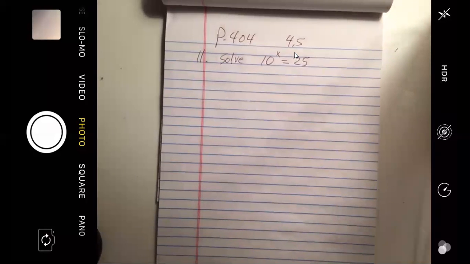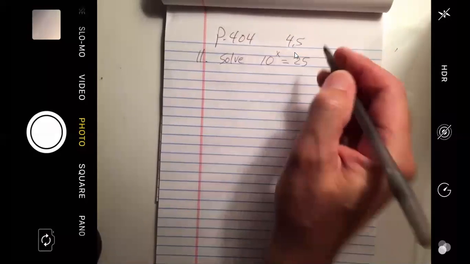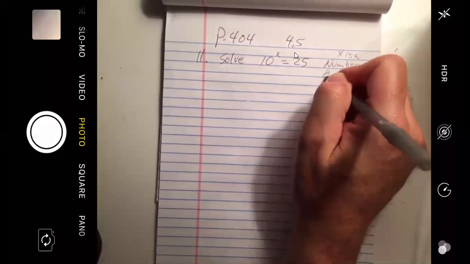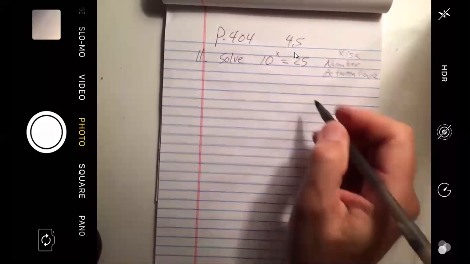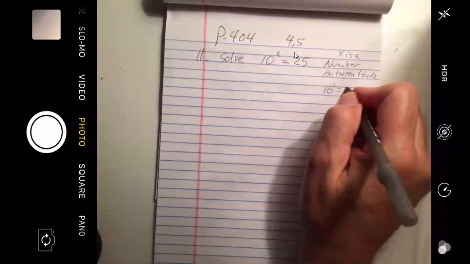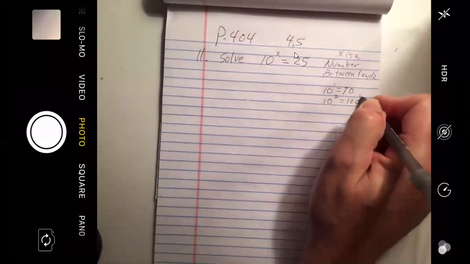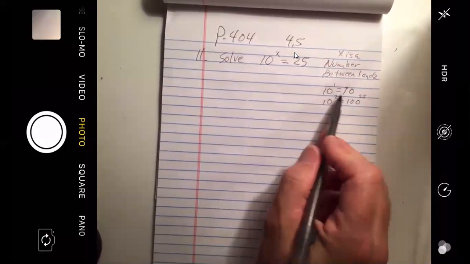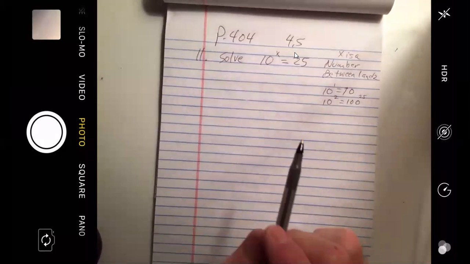Okay, so you're not going to do this in your head. There's no even power. 10 to 1 is 10, 10 squared is 100. So you can tell x is a number between 1 and 2. Because 10 to the 1 would give you 10, and 10 squared would be 100. You want the answer to come up 25. So between 10 and 100, so the answer's got to be between 1 and 2. But unless you're an absolute genius, you're not going to come up with it.